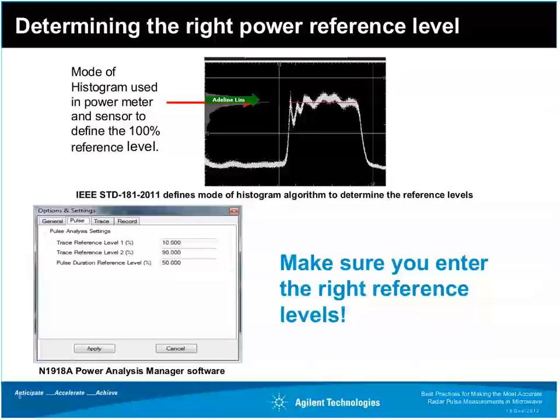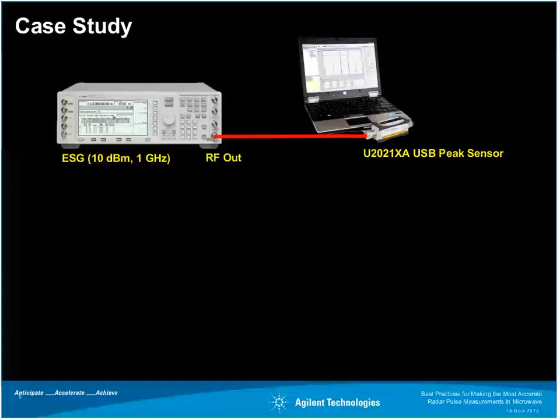Most power meters and sensors will allow you to adjust the reference levels that will be used to perform automatic rise and fall time, as well as pulse width measurement. The sample screen shown here is our N1918A Power Analysis Manager software that can be used with our new Agilent peak power USB sensor to adjust the reference levels accordingly.